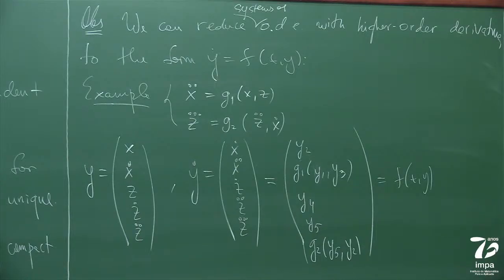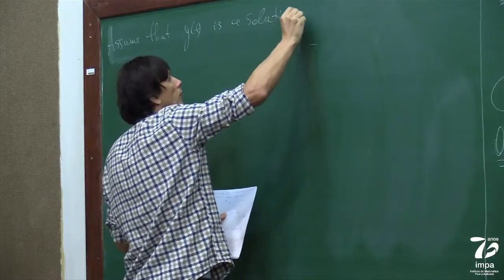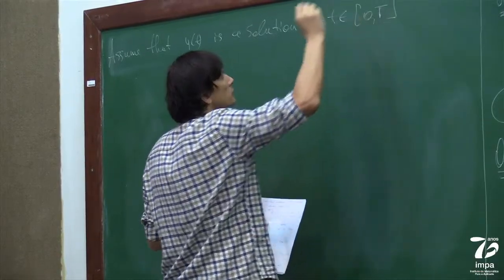So now we want to solve the system. What we will do is we assume that there is a solution. So assume that y of t is a solution in the interval between 0 and T.